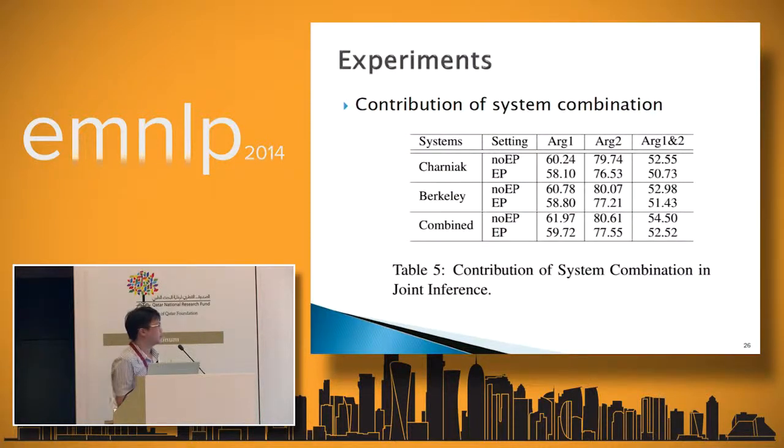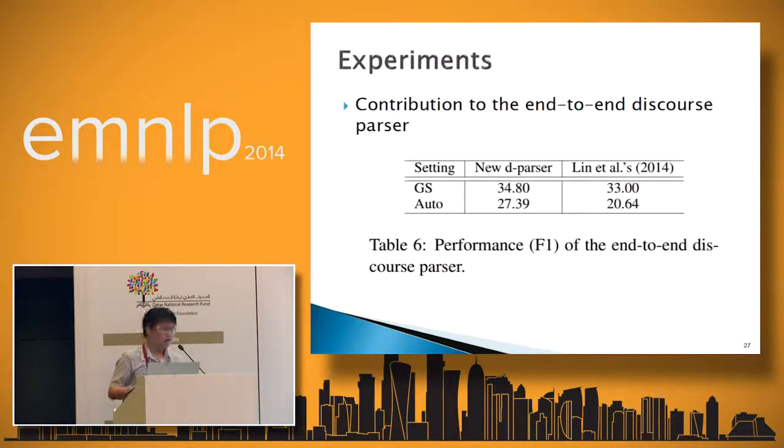And this is the system combination. We combine two systems using the Charniak and Berkeley parsers, and after combining them, we get some more improvement over the individual systems. And finally, we try to replace the argument labeling module in this parser with our new argument labeling module, and it is also shown that we can obtain some improvement, especially when we use the automatic parser.